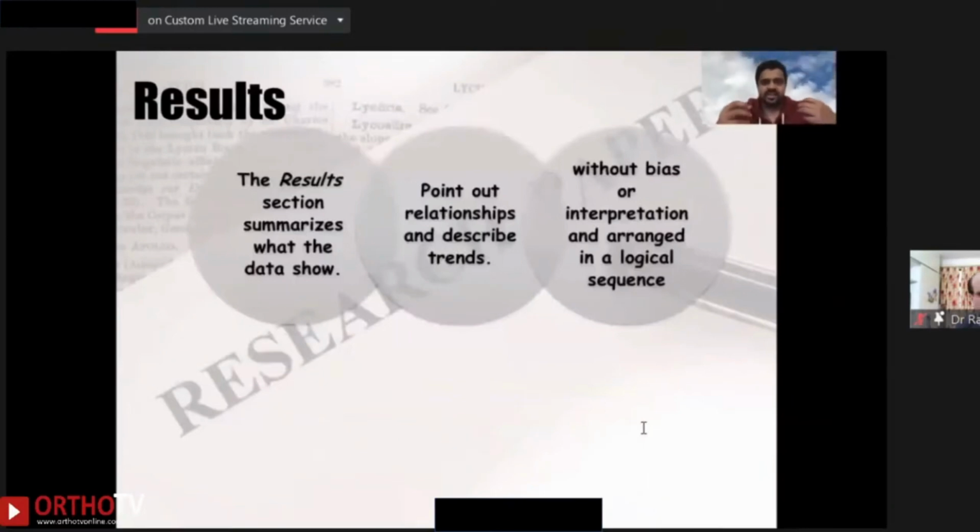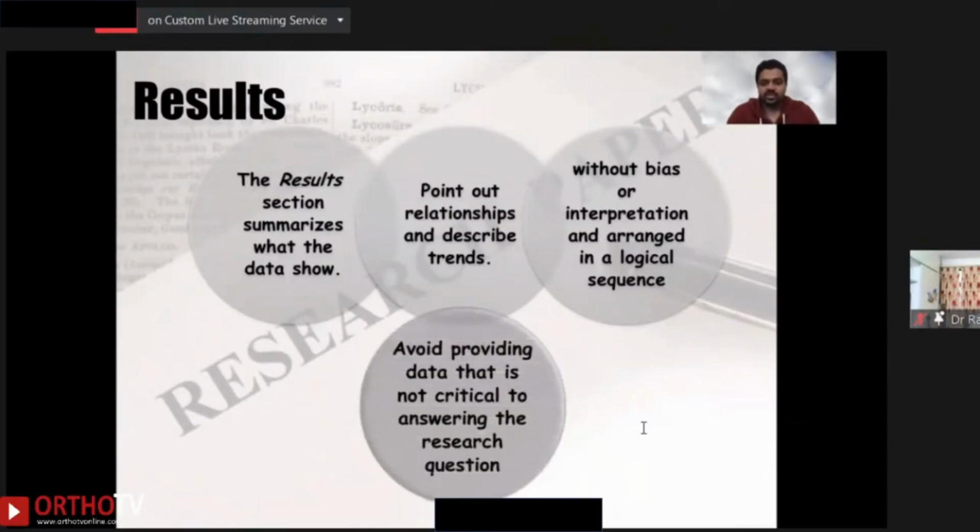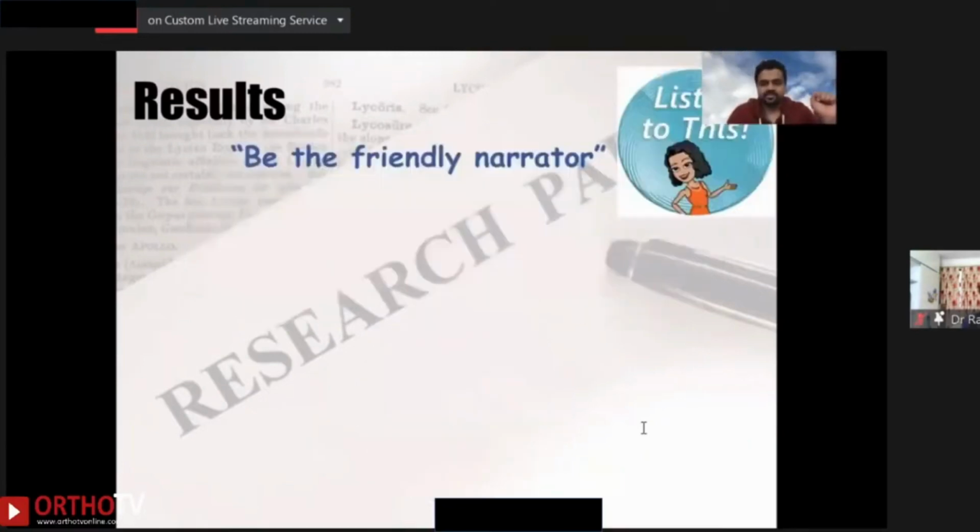Next comes the results. It actually tells what our original research data showed, and points out any relationships and trends in the findings. It should always be without bias or interpretation, and it should be arranged in a logical sequence. You should again avoid providing unnecessary data. You should only provide what is required, what is specific for the research question. Usually in a research paper, the protocol, the thesis, the data is so much, but you should know the research question and the results relevant to that.